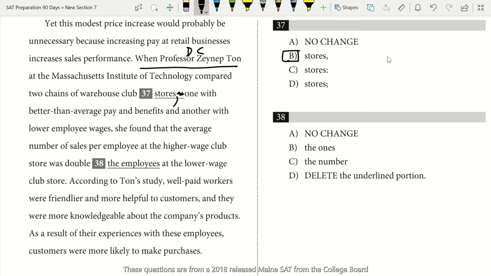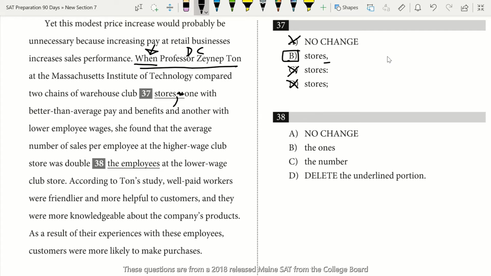Now one thing that you can use to tell when you have an introductory dependent clause like this, keep in mind the word introductory just means it's at the start of your sentence, is if you have a subordinating conjunction. In this case, when is a subordinating conjunction. You can look up a list of subordinating conjunctions on Google and take a look at those to familiarize yourself with them. I would recommend doing that after watching this video. So you have, when Professor Zeynep Tan at the Massachusetts Institute of Technology compared two chains of warehouse club stores. That's my introductory dependent clause. After that, I must have a comma. Okay, so that's your first tip. That's really just a grammar rule though.